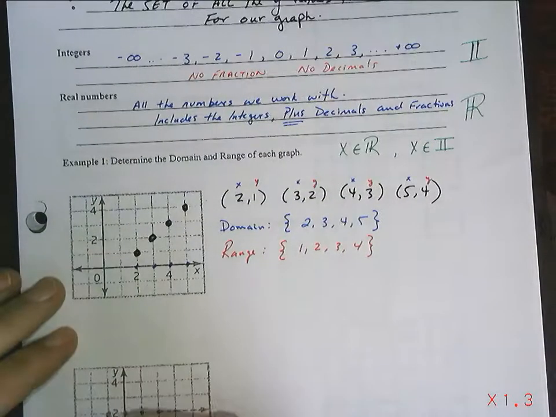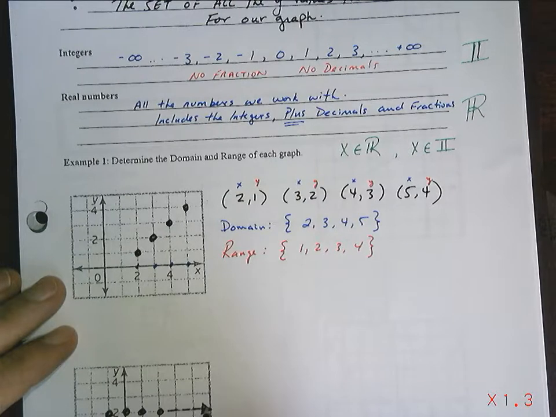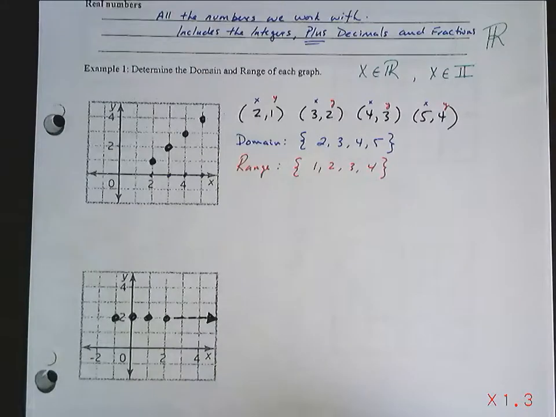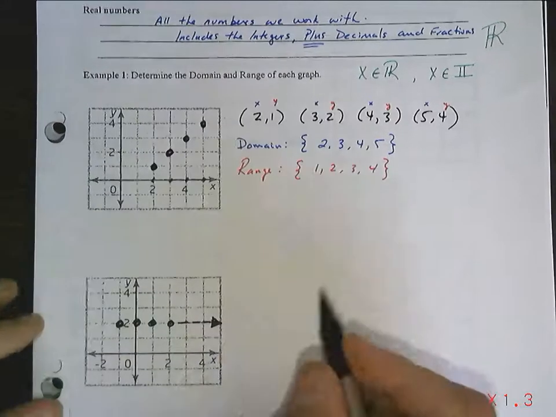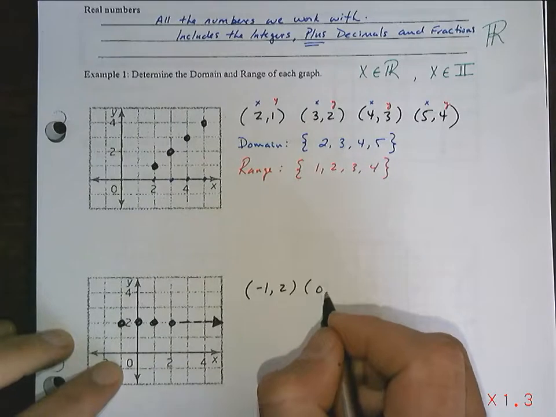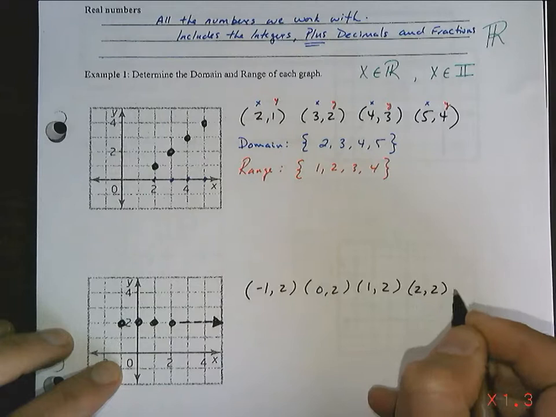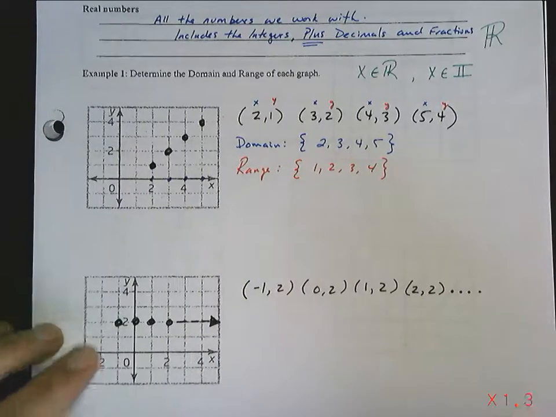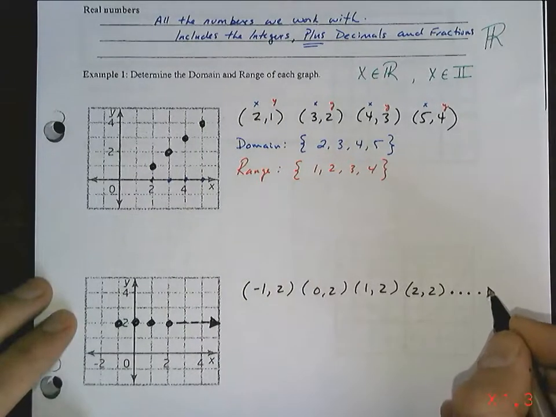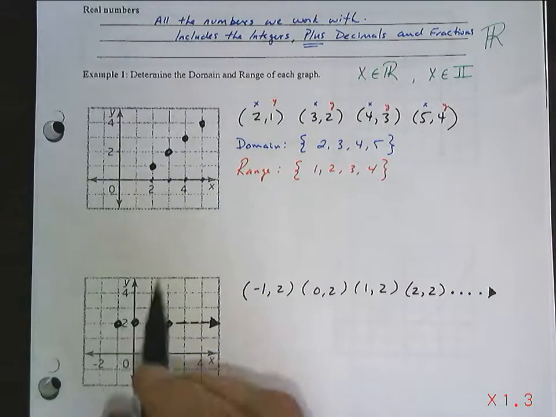So this is a bunch of points. There's a dot here, a dot here, a dot here, a dot here, and this is supposed to indicate that it keeps going and going and going, just like the Energizer Bunny. So if I was to try to write these out, it would be (-1, 2), (0, 2), (1, 2), (2, 2), and it would be dot, dot, dot, forever and ever and ever more. I obviously could not write out all of the numbers that belong on this graph. Okay?